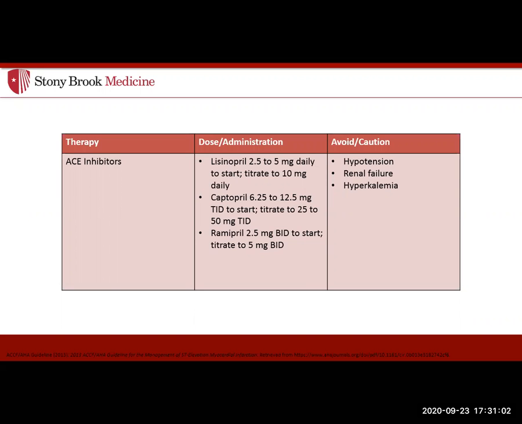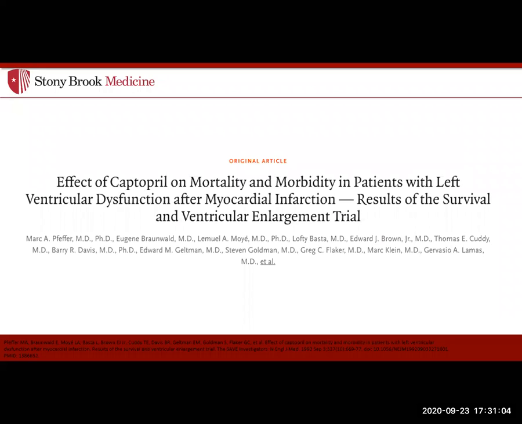So the study that we'll be looking at looked at captopril. The reason that captopril was looked at is because it has a shorter half-life. Patients who have myocardial infarctions may not have hypertension. For patients who have borderline hypertension, it was important for captopril to be used since it has a short half-life. That way we didn't overshoot the blood pressure for these patients. So this study looked at captopril on the mortality and morbidity in patients with left ventricular dysfunction after MIs.